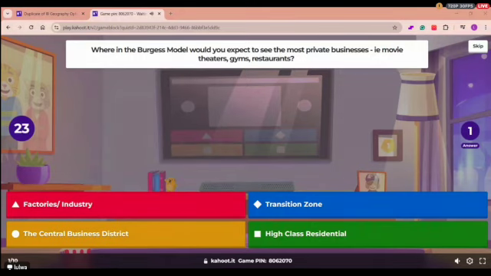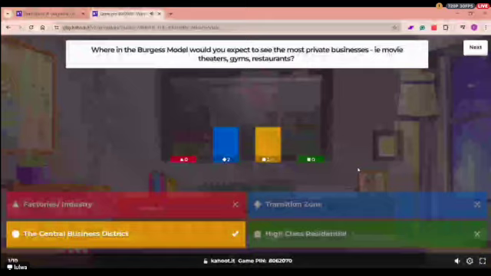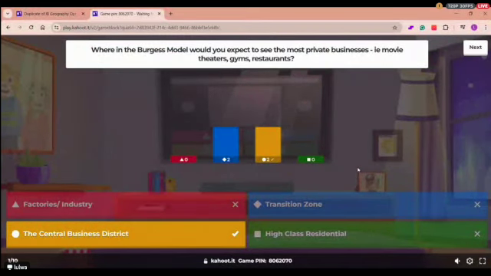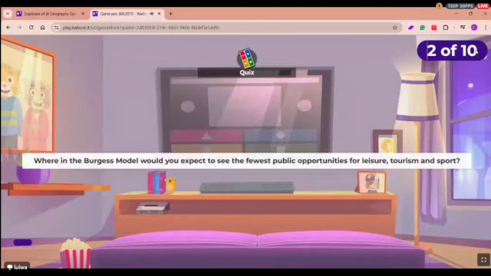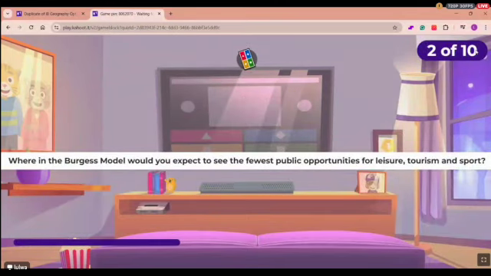Do you guys remember the bird dust model? I hope you do. Good job. It is in the CBD. Yes, it is in the CBD. All right. So, where would you expect to see the fewest public opportunities?